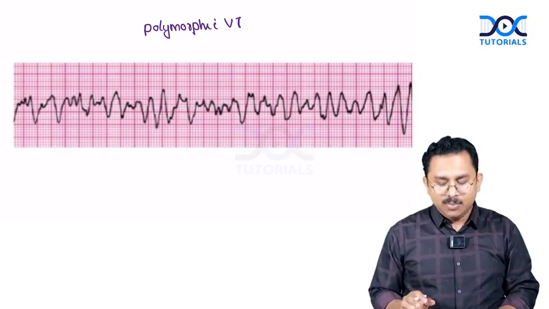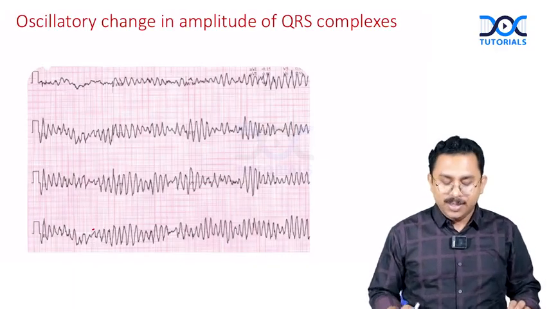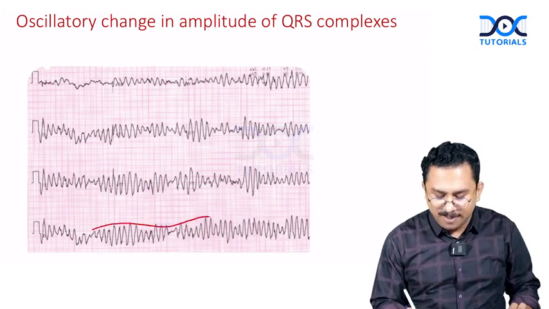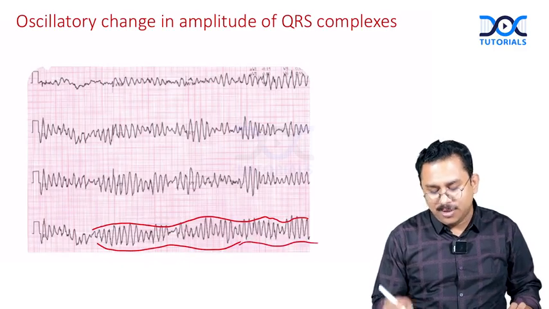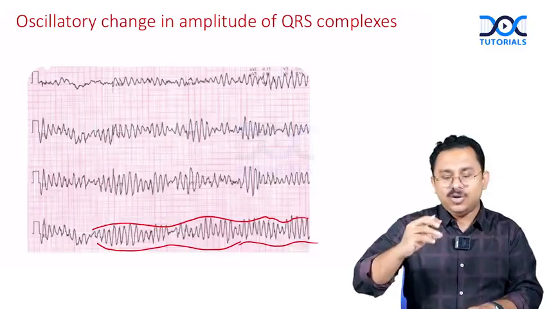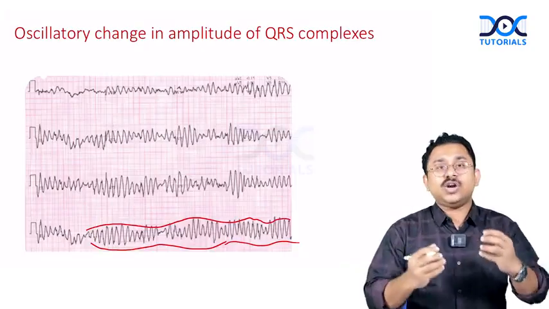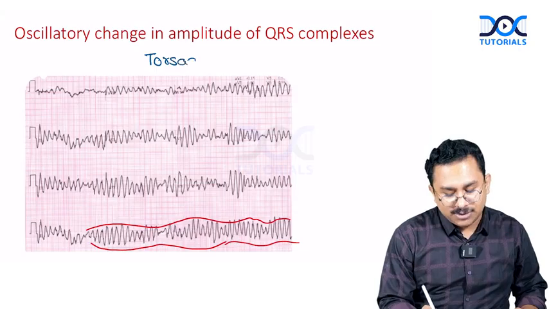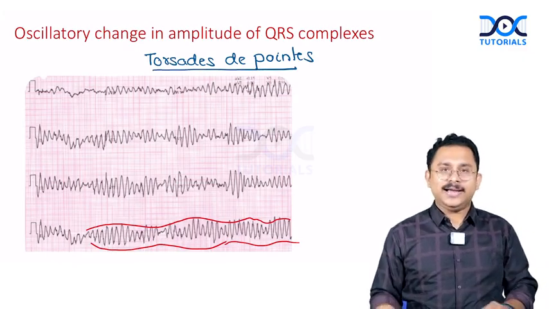Okay, right. And one more ECG you should know. This again is a type of polymorphic ventricular tachycardia, but a unique feature is that there is some sort of oscillatory change in the amplitude of the QRS complex. So this sort of oscillatory change in the amplitude of the QRS complex is called twisting of the axis. It goes above the baseline, then below the baseline. So this sort of twisting of the axis is referred to as torsades de pointes, which is a type of polymorphic ventricular tachyarrhythmia.